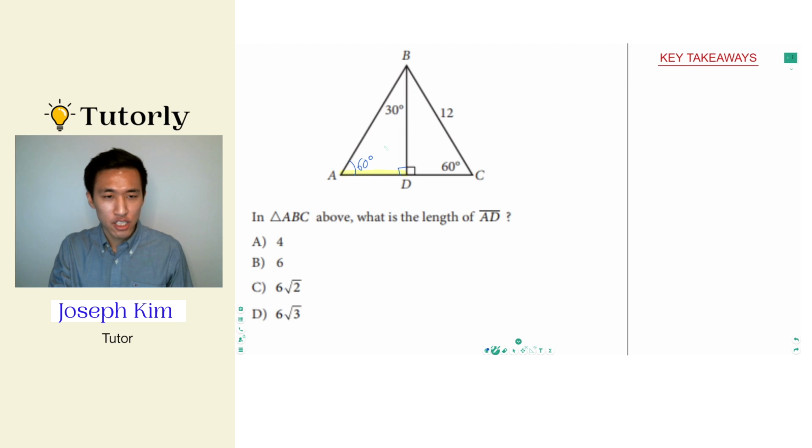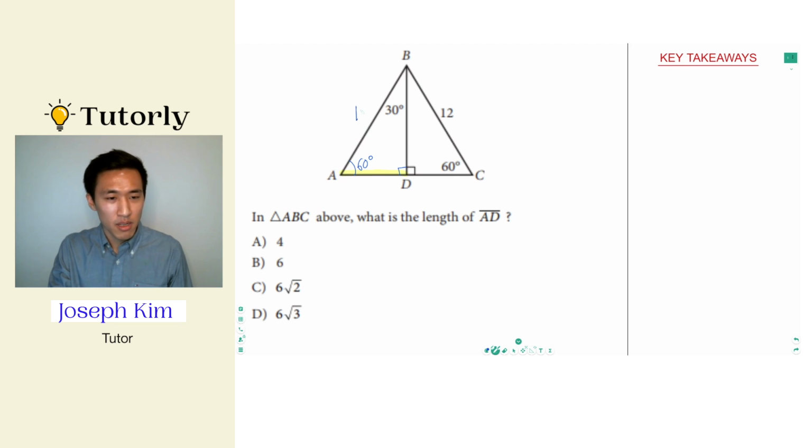Now when you look at the big triangle ABC, you'll notice that angles A and C are congruent, so we have an isosceles triangle. What this means is that the opposite sides of those angles, sides BC and AB, are congruent to each other. So since BC measures 12, AB also measures 12.